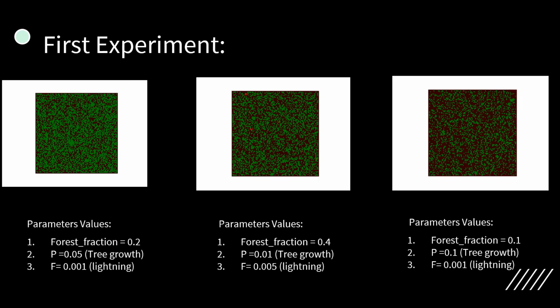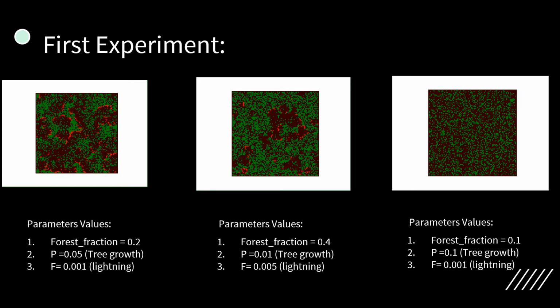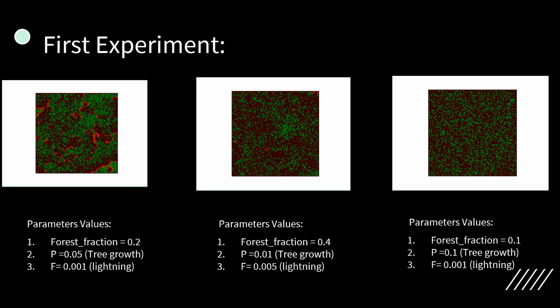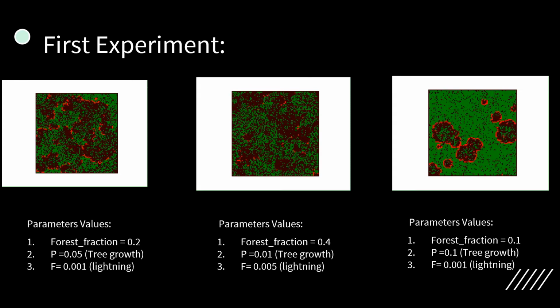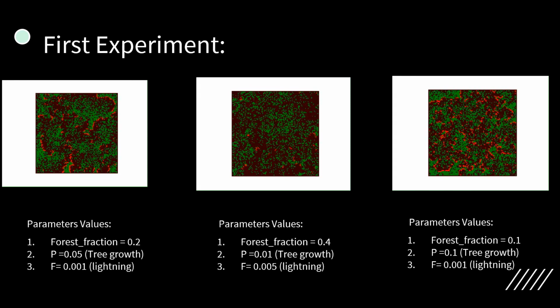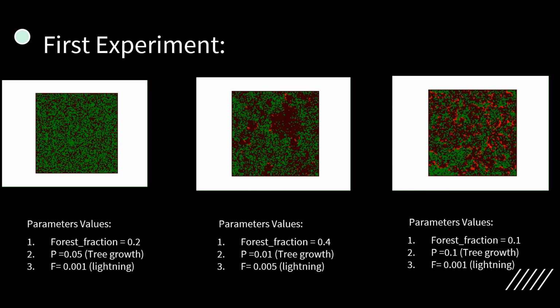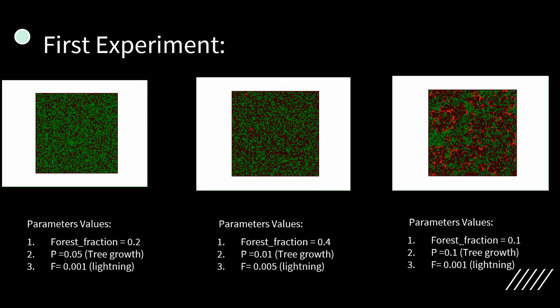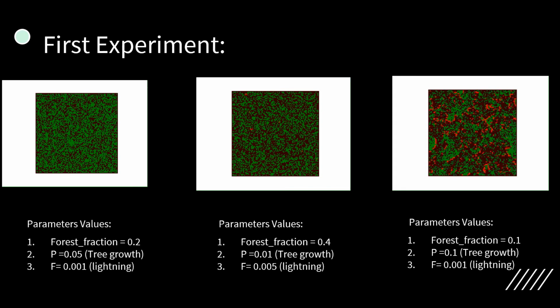Here are the simulation results of the first experiment, which I did without including wind and water effects. The first video shows the effect of different parameters on fire spread. The first one is forest fraction, which we put as 0.2, the tree growth as 0.05, and the lightning effect as 0.001. In the second one we changed the parameters, and you can see the fire spreads differently. In the third one we reduced the tree fraction in the whole forest, and the tree growth is also increased, but the lightning effect is kept the same, and the fire is burning crazily. It's a crazy effect I can see here.